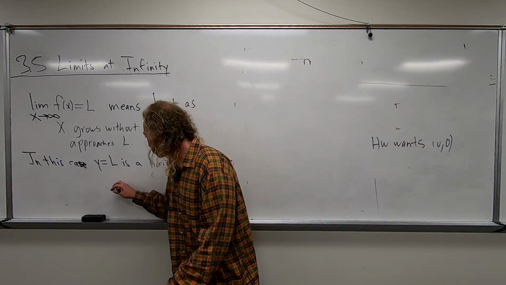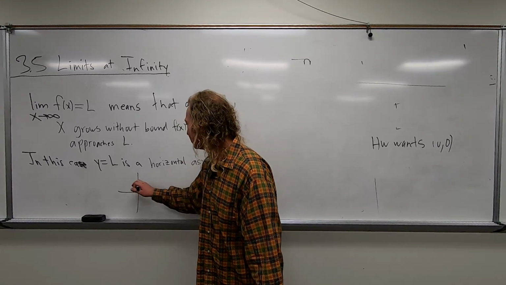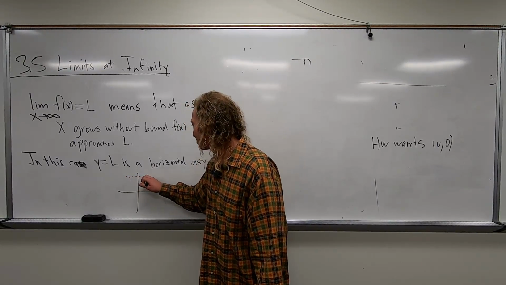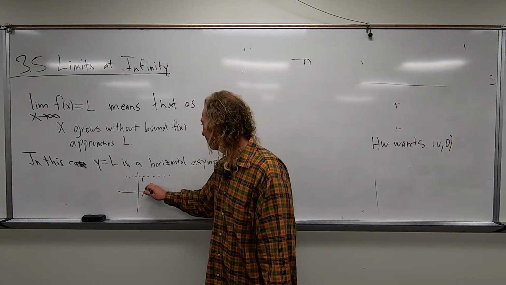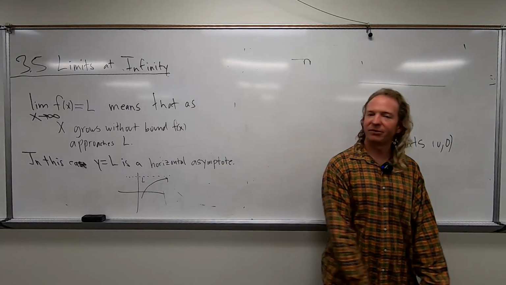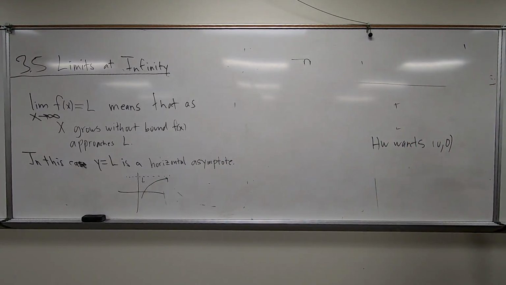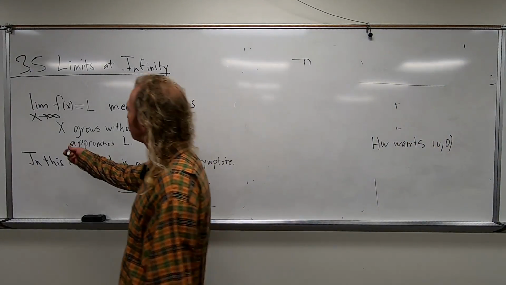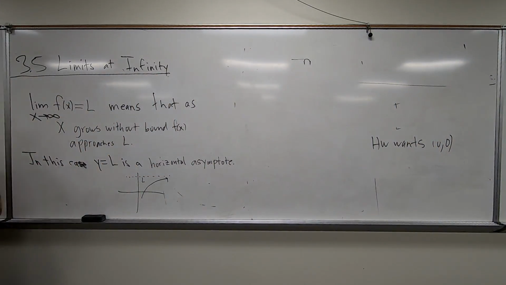Let me draw the picture that I was drawing over there. So basically, this would be L, and then you have a horizontal asymptote. When x gets really, really big, your function gets infinitely close to L. So that's the idea. Whenever you see this symbol here, it just means x gets really, really big.